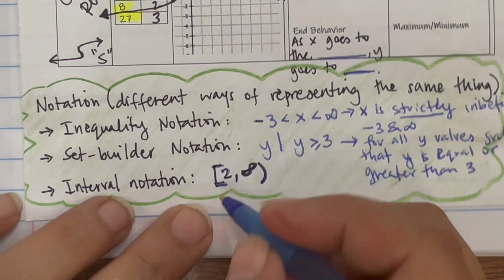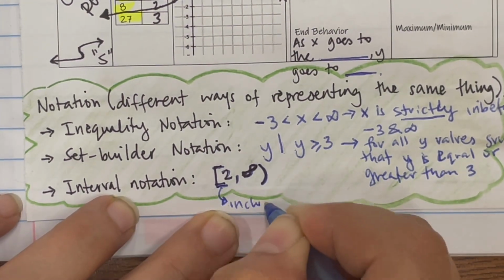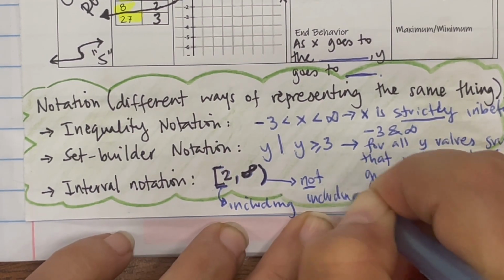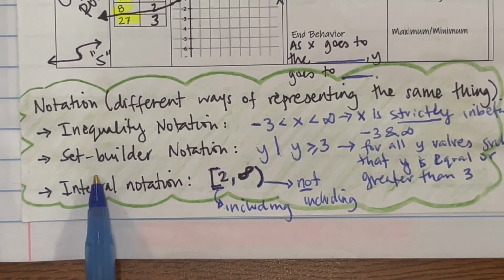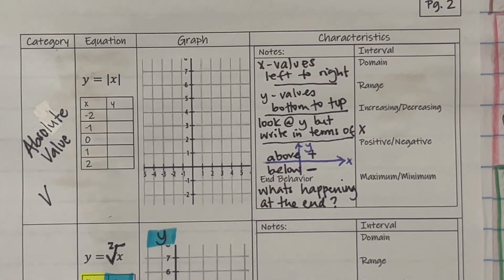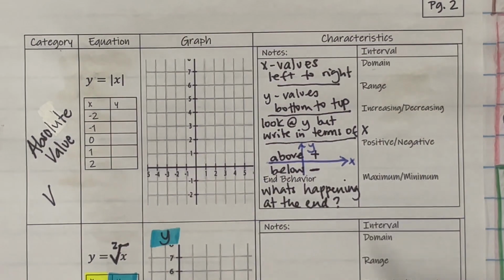All right. Finally, interval notation, what does that look like? Well, if you have a bracket, it means it includes that number. If you have an open parenthesis, it means it does not include that number. So this is x is any number from 2 all the way to infinity. Okay, so that's just notation. We're just going to do interval notation for right now.